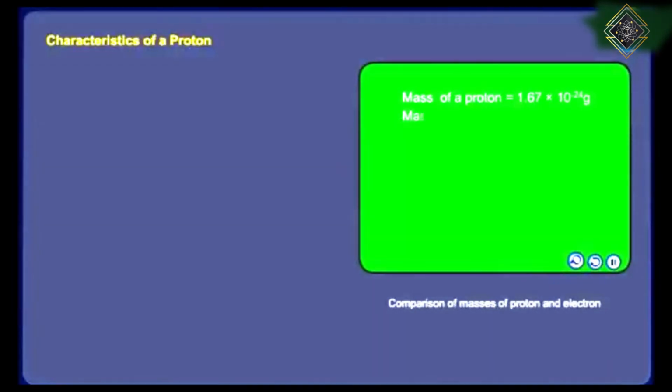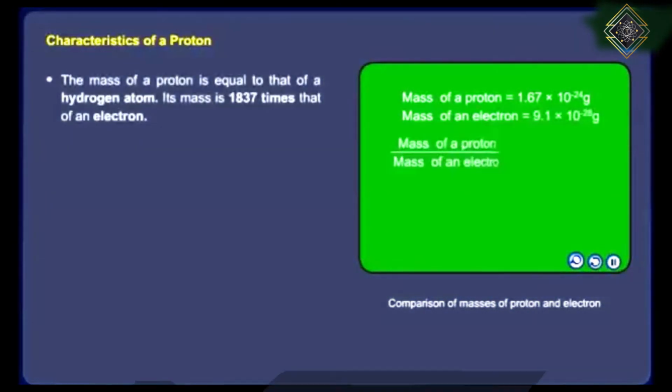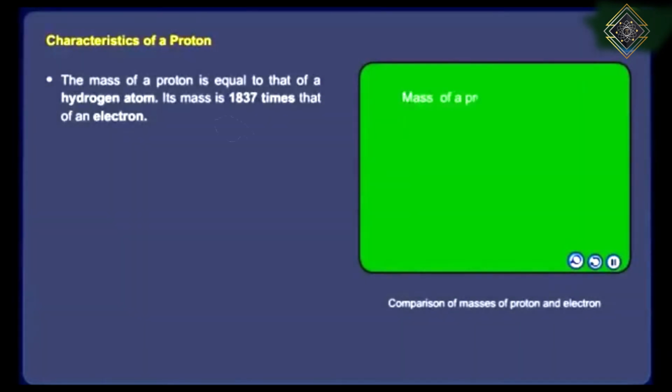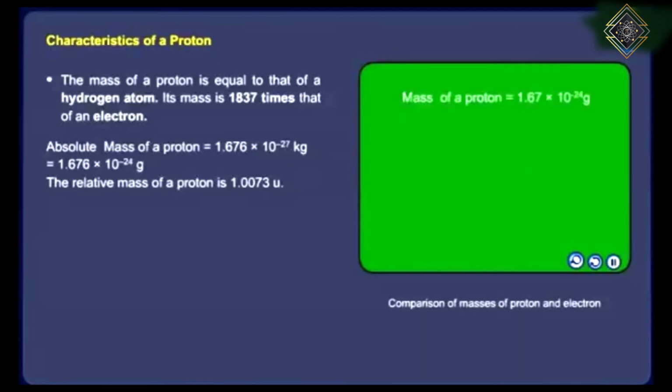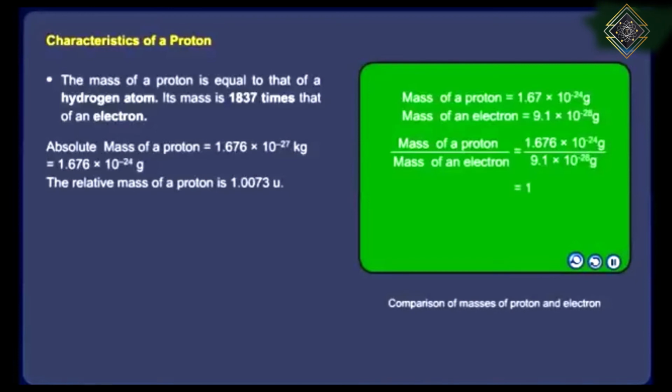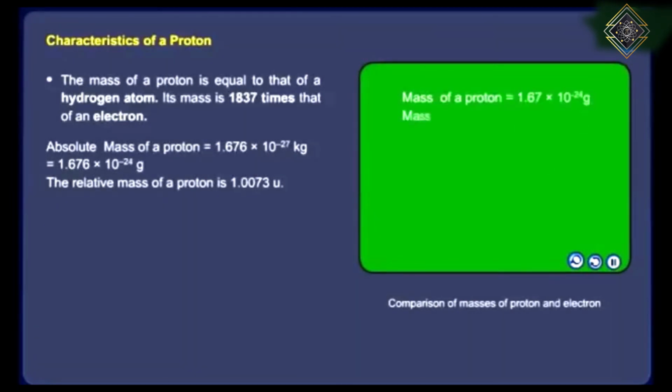Characteristics of a proton. The mass of a proton is equal to that of a hydrogen atom. Its mass is 1836 times that of an electron. The absolute mass of a proton is equal to 1.676 × 10^-27 kilogram, which is equal to 1.676 × 10^-24 gram.